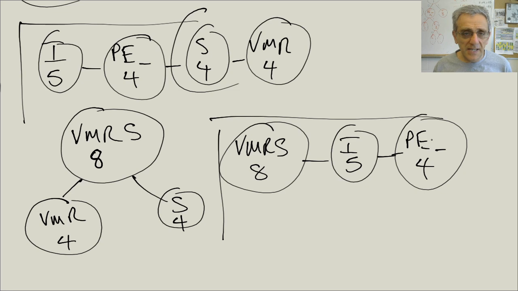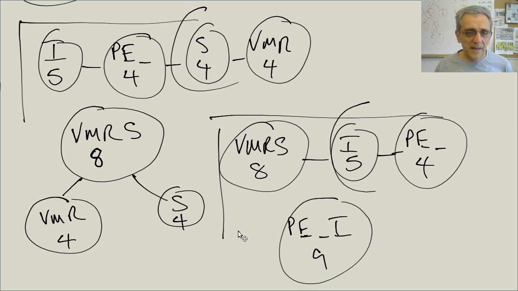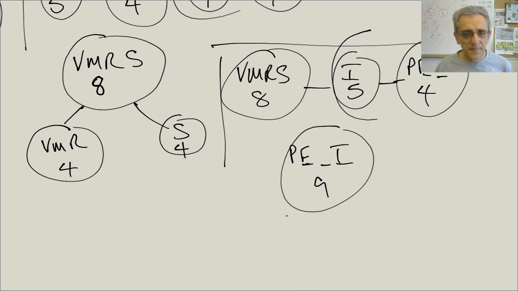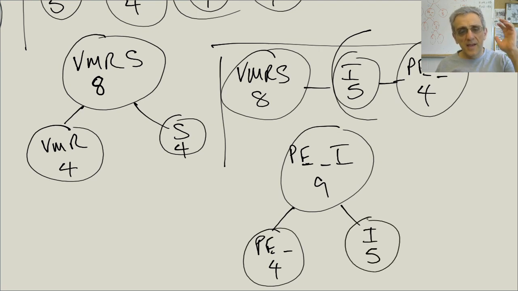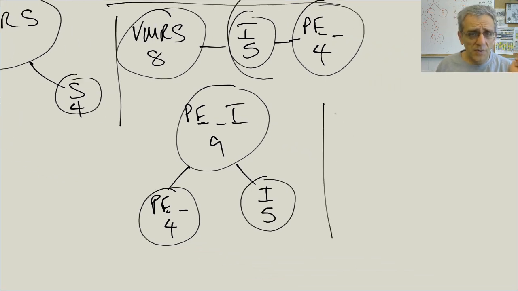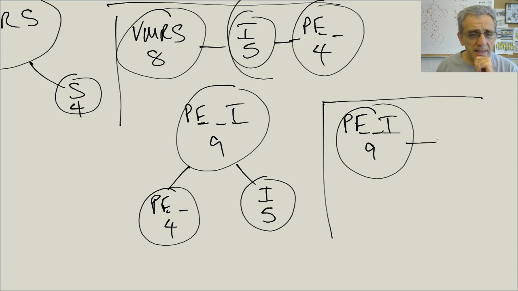So now let's take the last two guys again, add them up, and we're going to have PE space I9, and that's going to have children, PE space 4 and I5. And now we want to insert this guy in. When we insert this guy in, the 9 is going to come before the 8. So it's going to be PE space I9. And then we're going to have VMRS.